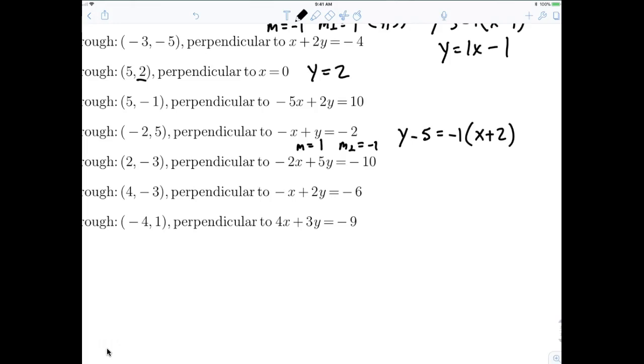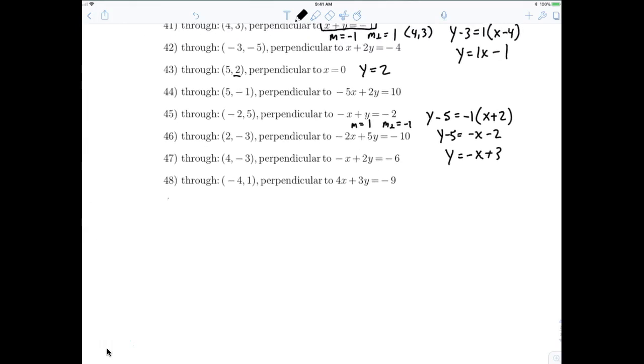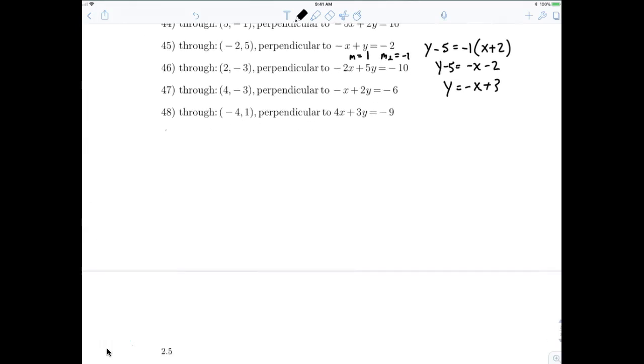So you distribute the slope, which is y minus 5 equals -1x minus 2. And then y equals negative x plus 3. Good job. All right, anybody have any issues with that? All right, let's take a look at 47.